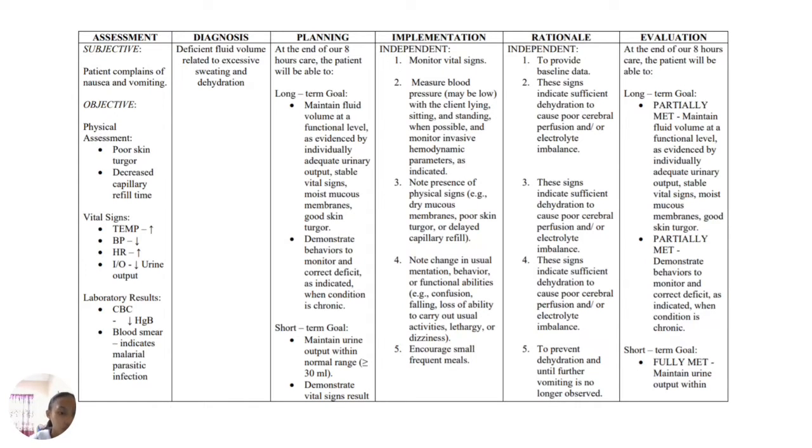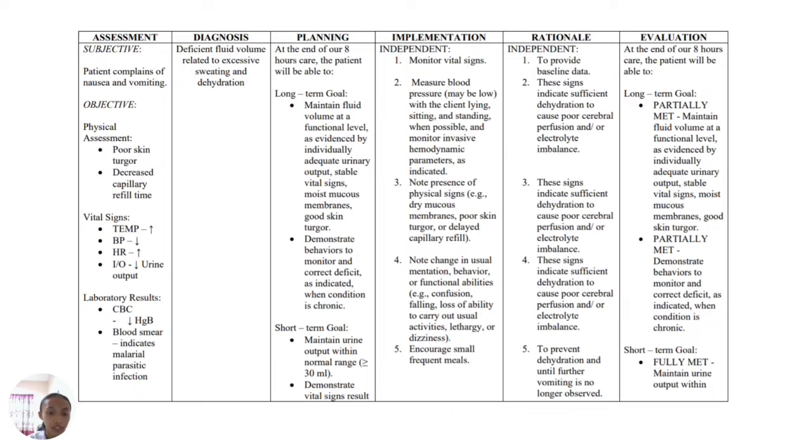In the laboratory results, usually the CBC would low iya ang hemoglobin, and the blood smear would indicate malarial parasitic infection. So for the planning, at the end of our 8 hours care, the patient will be able to, for the long-term goal, maintain fluid volume at the functional level as evidenced by individually adequate urinary output, stable vital signs, moist mucous membranes, and good skin turgor, and demonstrate behaviors to monitor and correct deficit as indicated when condition is chronic.